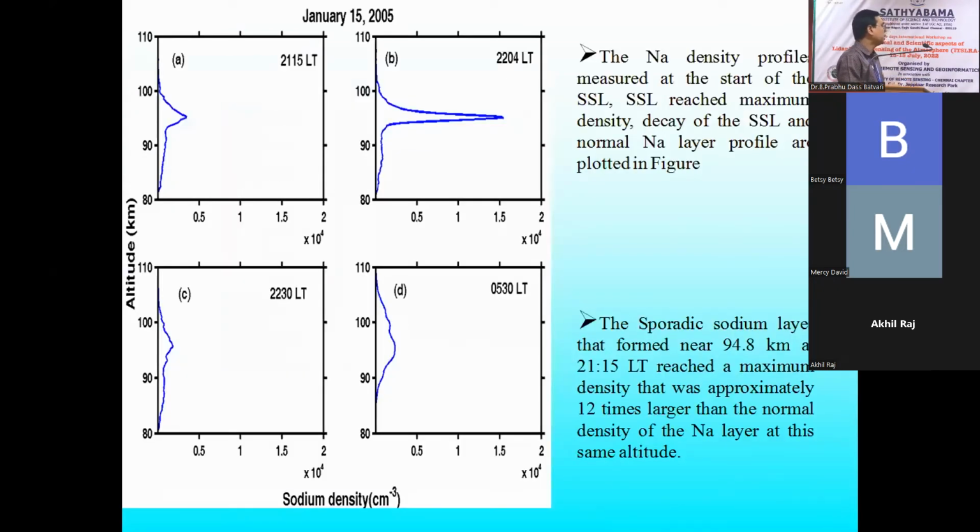And this figure clearly depicts how the SSL, the sporadic sodium layer, starts and reaches its maximum, how it decays, and finally becomes a normal sodium layer. This is the start of your SSL event, and when it reaches the maximum, it reaches a strength factor of 7.4. Strength factor means the maximum sodium layer superposed on a normal sodium layer at the same altitude. Let us assume 90 kilometers; the number of atoms will be more.